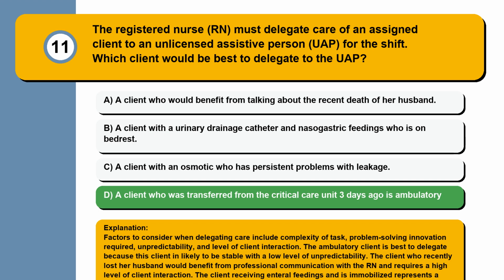Factors to consider when delegating care include complexity of task, problem-solving innovation required, unpredictability, and level of client interaction. The ambulatory client is best to delegate because this client is likely to be stable with a low level of unpredictability. The client who recently lost her husband would benefit from professional communication with the RN and requires a high level of client interaction. The client receiving enteral feedings and is immobilized represents a more complex client, who is better assigned to a licensed nurse. The client with a leaking ostomy would benefit from problem-solving innovation and is best cared for by the RN. Cognitive level, analyzing client need, management of care, integrated process, nursing process, planning, content area, leadership and management.